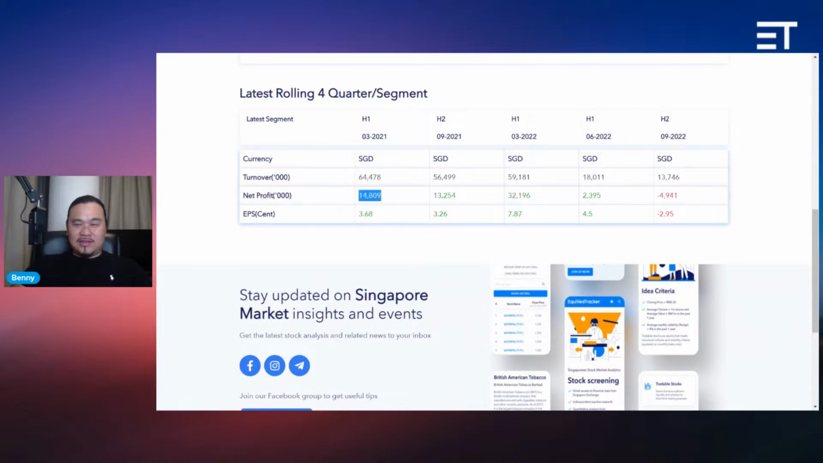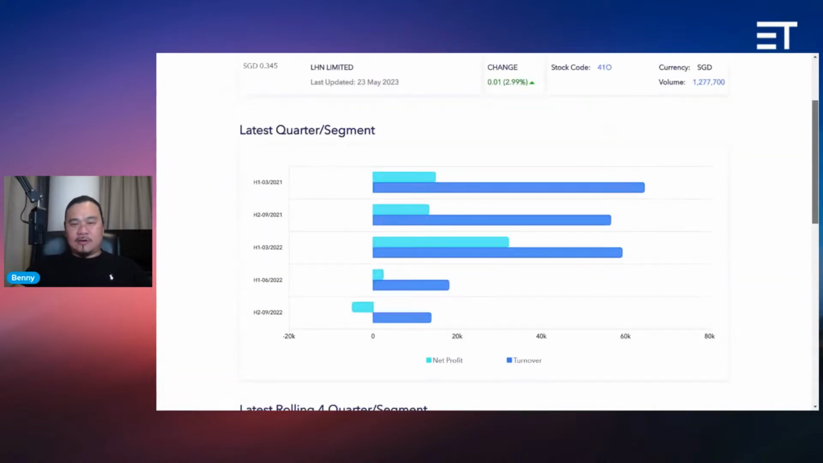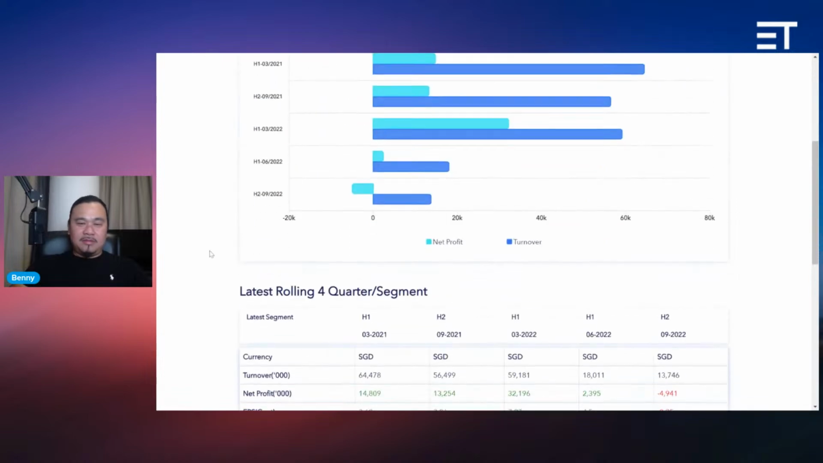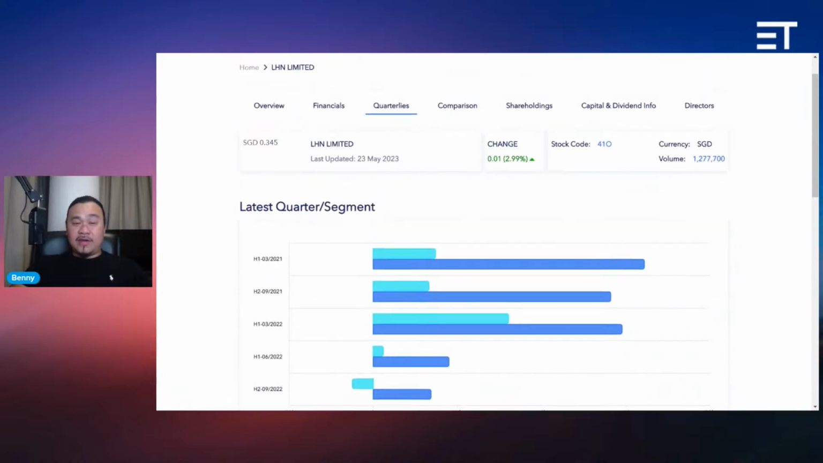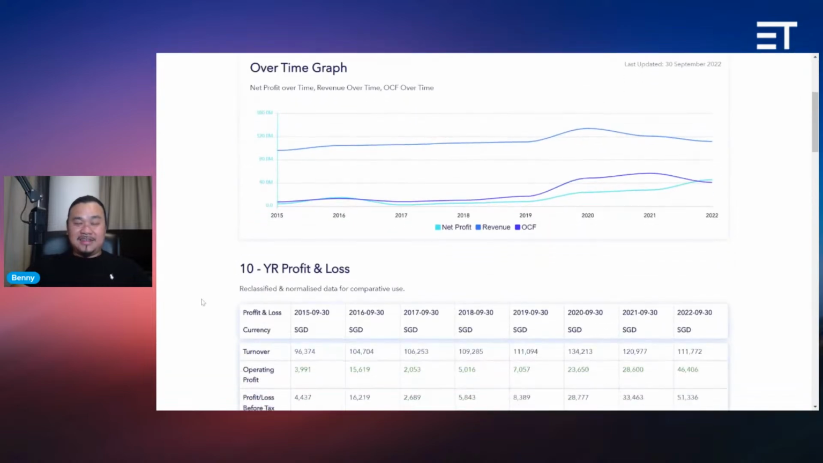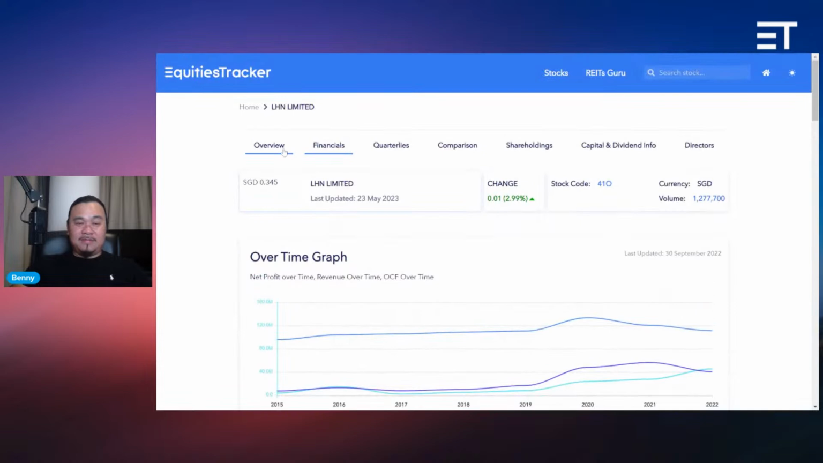Net profit has actually come down, okay, over the quarters, but share prices have gone up. Maybe there's some news, maybe there's some speculation. I do not know, but of course, looking at the financials, it doesn't really justify that movement that we see over the past few weeks, right?